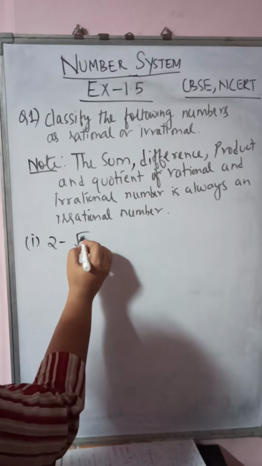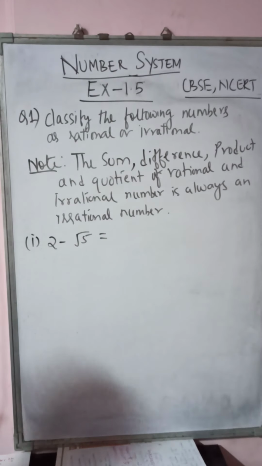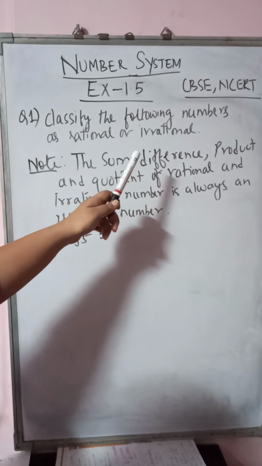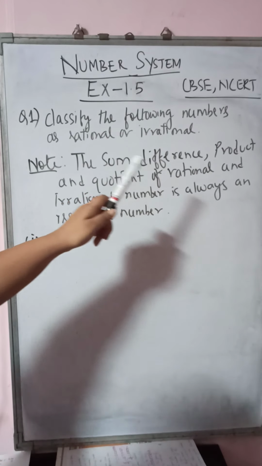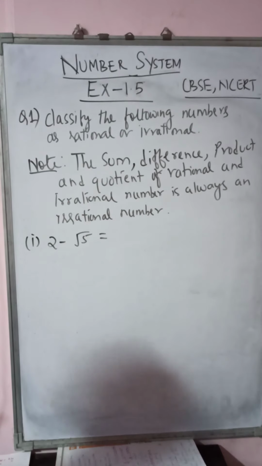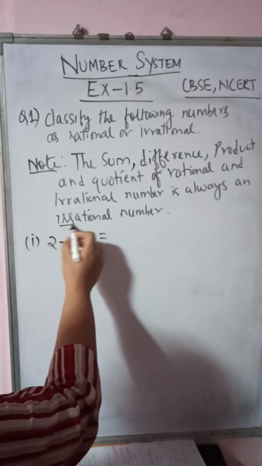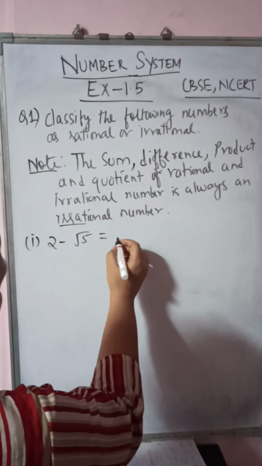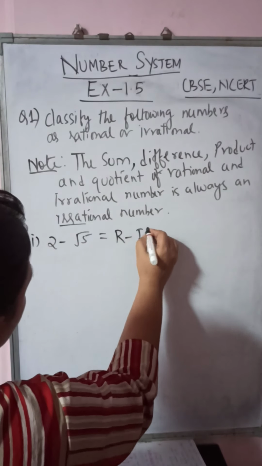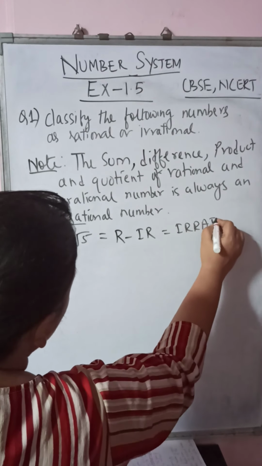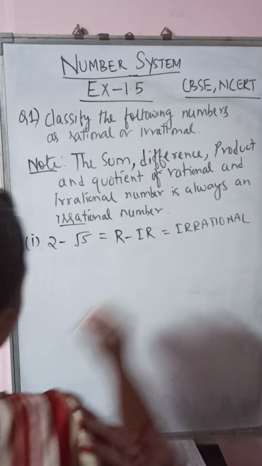2 minus root 5. As we have written, sum means add, difference means subtract, product means multiply, and quotient means divide. So here it is subtraction. When you subtract a rational and an irrational number, the answer will always be an irrational number. So you can write rational minus irrational is always an irrational number. So the answer will be irrational.